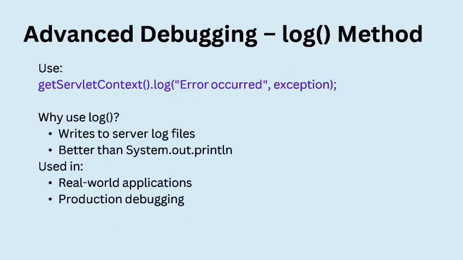In advanced debugging, we use the log method. For example, getServletContext().log is used to write error messages into server log files. This method is better than System.out.println because it is more efficient and suitable for real-world applications. It is mainly used in production environments for debugging.